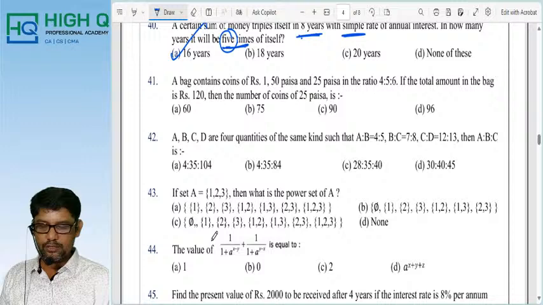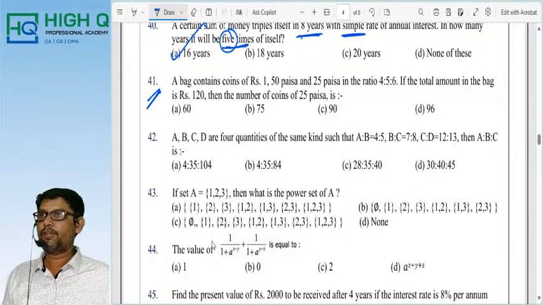Now, I am giving you some time for solving 41. 30-40 seconds. Can you please try?